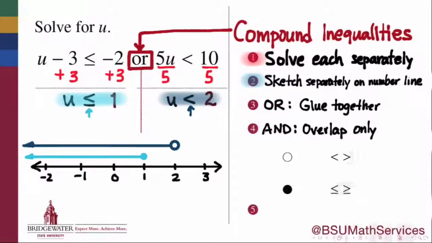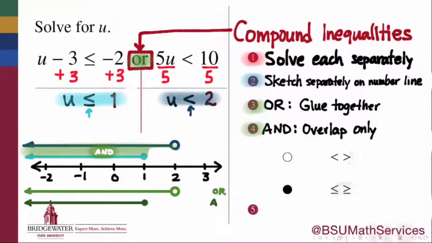Since in this example our connective is or, we're going to take our two sets, glue them together, and take everything. In that case, we've now sketched our final answer as the set which begins at 2, not including 2, and extends infinitely far to the left. In this example, if we had had and instead of or, we would have taken only where these two sets overlapped, giving us the set which begins at 1 and extends infinitely far to the left.